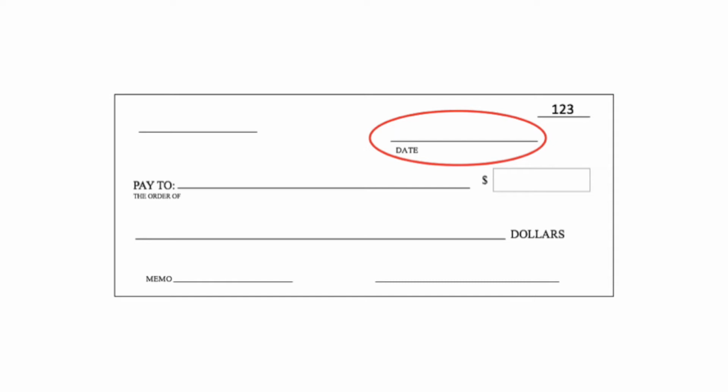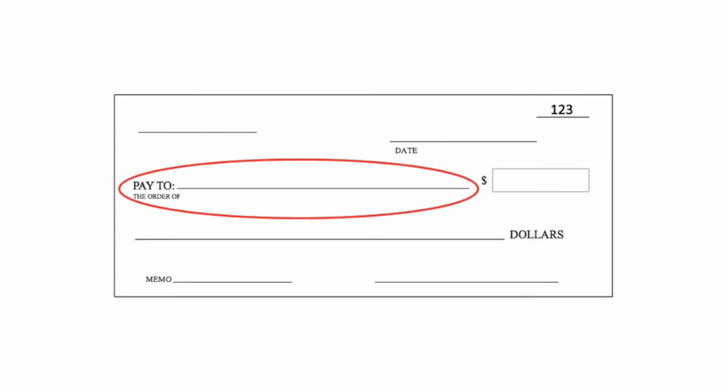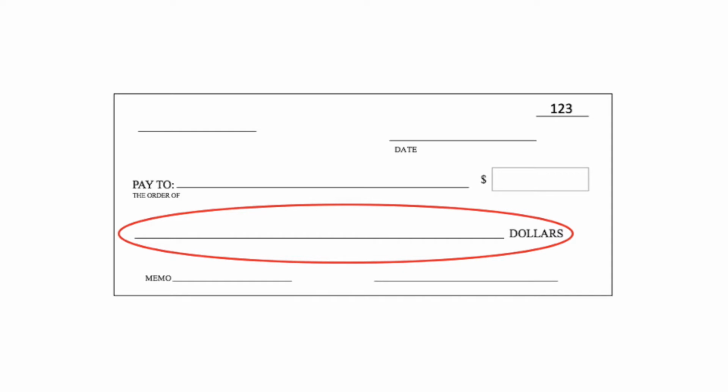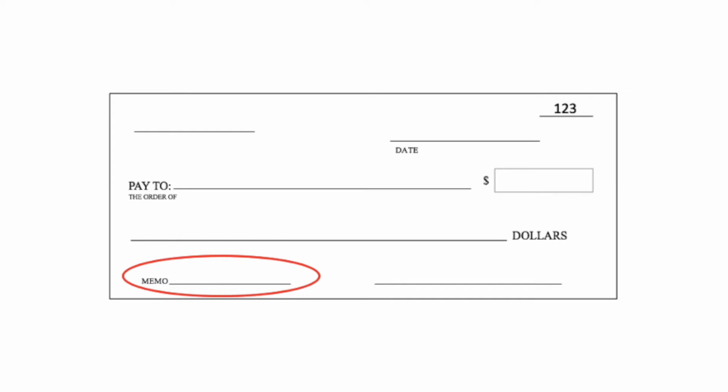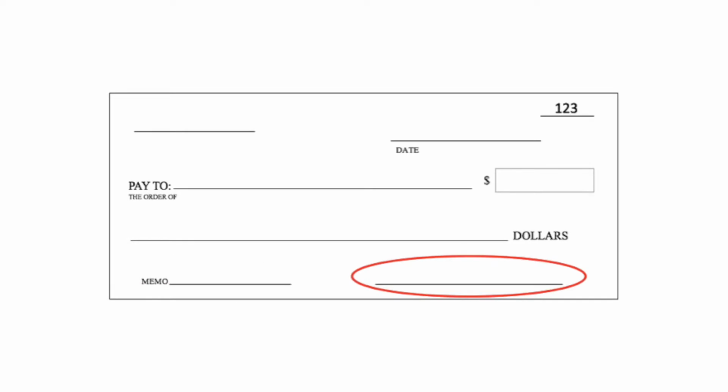The top line in the middle of the check is where the date on which you wrote the check goes. The next line is where you write to whom the check should be paid. The second line is where you write out in letters the amount of money on the check. The box on the right-hand side of the check is where you write out in digits the amount of money on the check. The line on the bottom left-hand side is for the purpose of the check, sometimes called the memo. The line at the bottom right is where the check writer's signature goes.